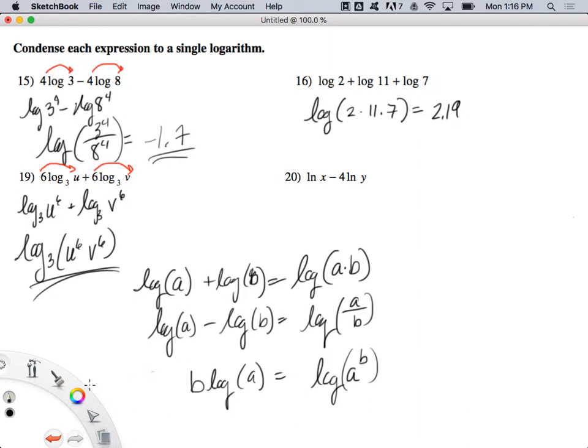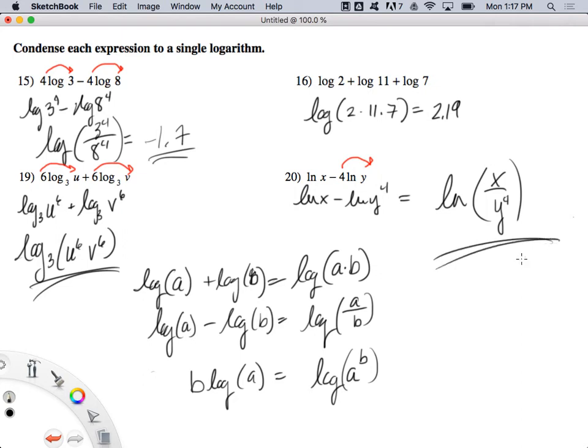All right. The 4 becomes an exponent. I get ln of x minus ln of y to the 4th. When I'm subtracting, I divide, so it just becomes ln of x over y to the 4th. I'm done. Can we put ln on the numerator and denominator as well?